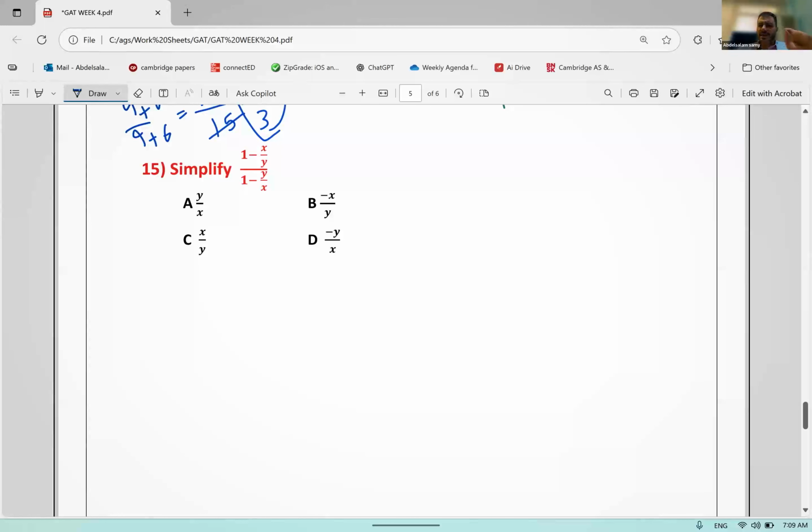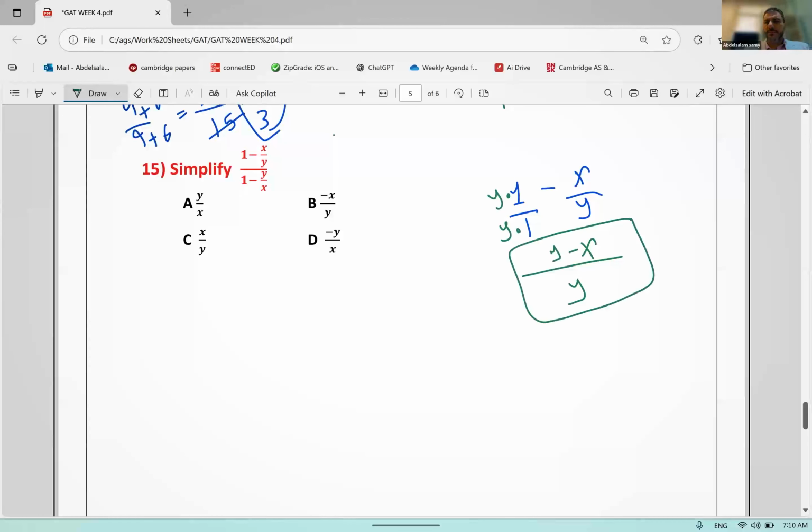Is this a tough question? Yes, this is a tough question. Again, seek help from God and do not give up. Bismillah. I will write here 1 minus x over y. I have to write here 1. We should unify the denominators, which means I have to multiply by y, and here I have to multiply by y. So the denominator will be y, and here we have y minus x.